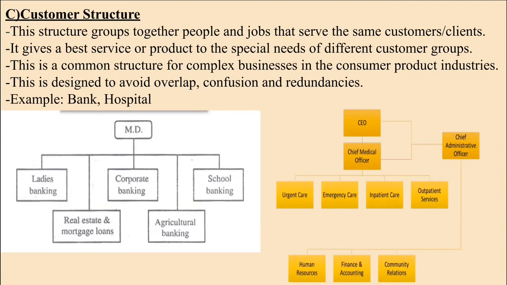For example, we can see here two examples of customer structure, for a bank and a hospital. The bank serves different kinds of customers, such as ladies, school, which is for students, and agriculture, estate, and corporate banking. In the hospital, the customer structure has different groups of people, which are for urgent, inpatient, and outpatient service.